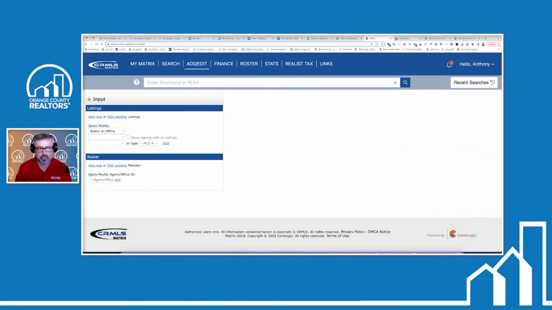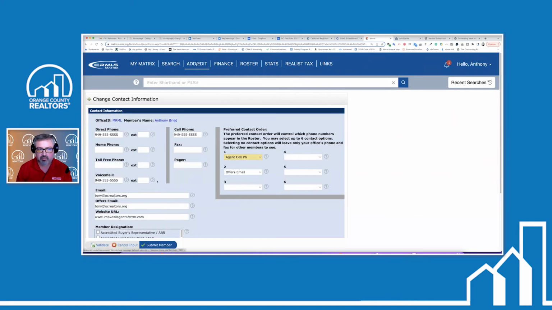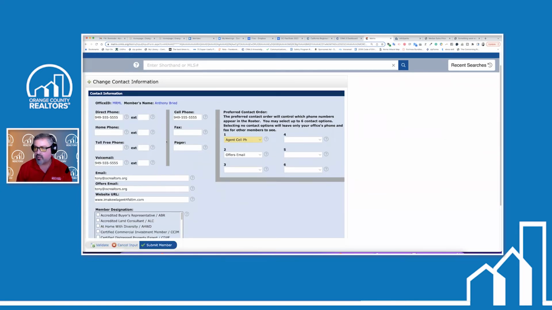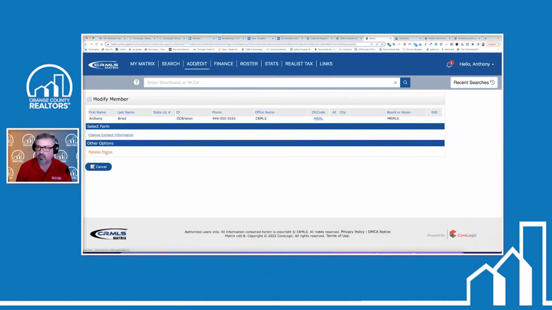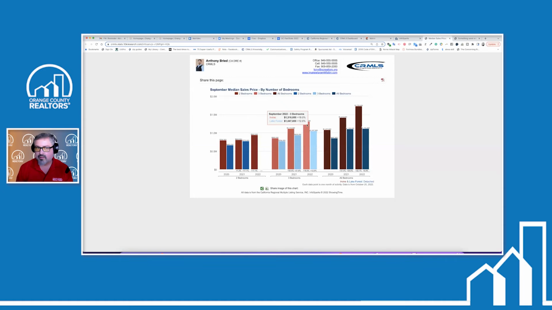And under input, go to where it says roster and input under quick modify your user ID for the MLS system. From here, when you click on edit, click on change contact information and make sure that your contact information in the MLS is up to date. You can even, on the prior screen, upload a photo of yourself. That way, when you're getting ready to share out statistical data, it's automatically branded with your information.